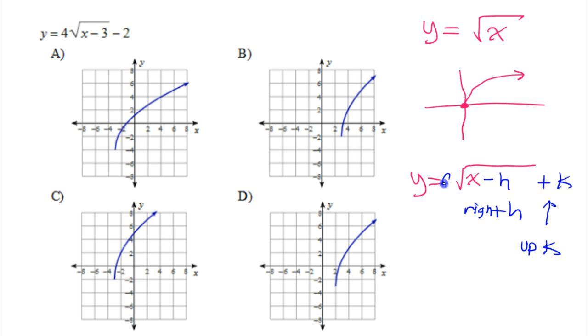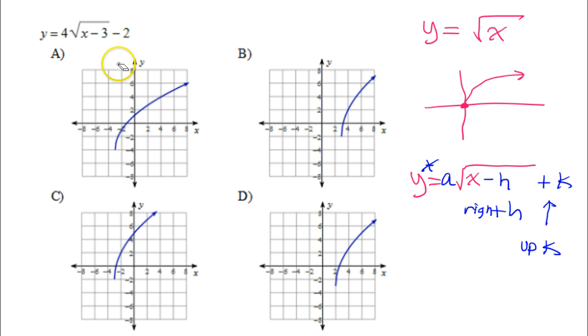Now, if there's an a value, and I'm not talking about if there's a negative sign, but other than that, ignore that for a minute. If this is bigger than 1, then that's going to be a vertical stretch, so the graph should be taller. If this a value is less than 1, and again I'm not counting a negative sign, then that is a vertical compression. It should be shorter than normal.